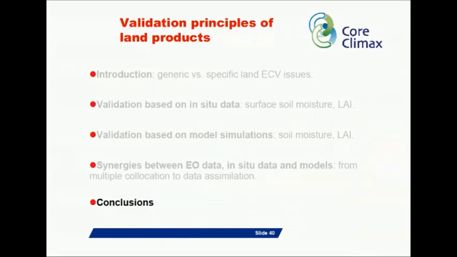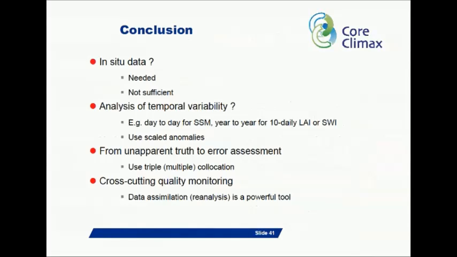Okay, so I've reached the conclusion. In situ data are needed, of course. We cannot do without them, but they are not sufficient. The analysis of the temporal variability is not easy, and addressing the seasonal and the annual cycle is not sufficient. You also have to deal with the day-to-day variability for surface soil moisture, and with the year-to-year variability for 10-daily leaf area index or soil wetness index. And I strongly recommend to use scaled anomalies to do this work.